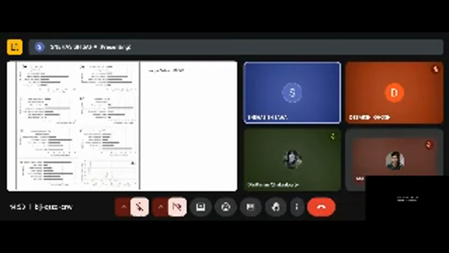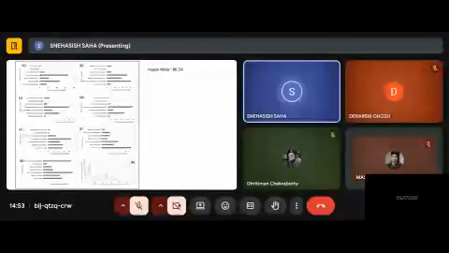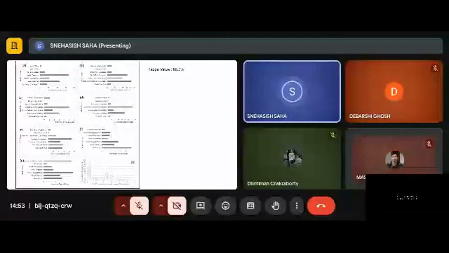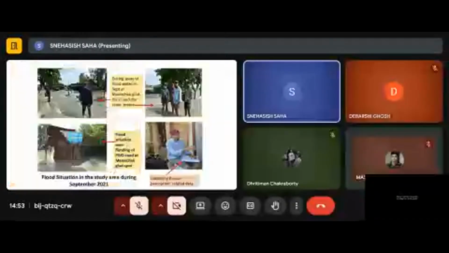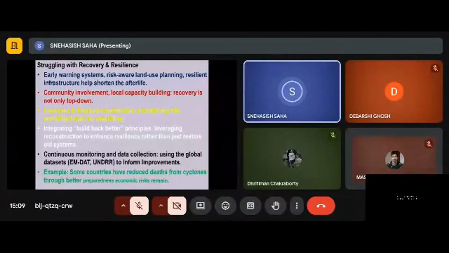6%, which showed that it is high, but at the same time, it showed that conversions are taking place very rapidly. If such conversions are happening so rapidly, it is an indicator of occupational shift in this area. So these are struggling with recovery and resistance.